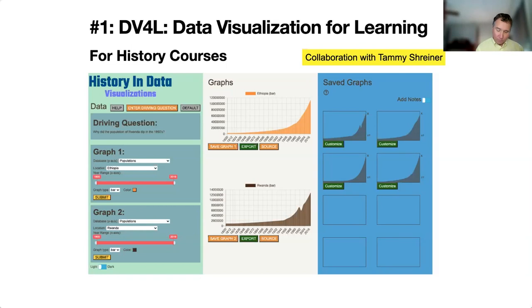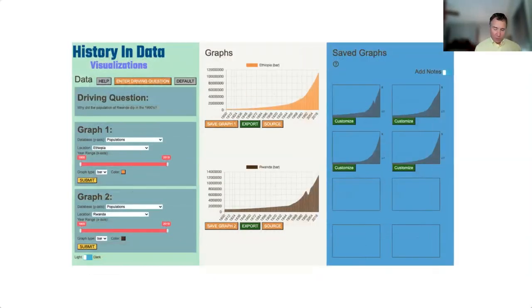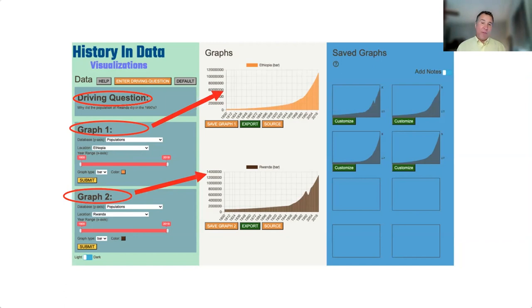data visualization for learning. Let me highlight some of the pieces to you. First of all, when we work with teachers, they say that all inquiry in history classes starts with a driving question. So we have a prompt explicitly for a driving question, which can be one that a teacher has specified or the student can write for themselves. We always have two graphs available at any time. And this comes from history researchers around inquiry who say that a problem becomes an interesting history problem when there's two pieces of data or two accounts that disagree in some way.